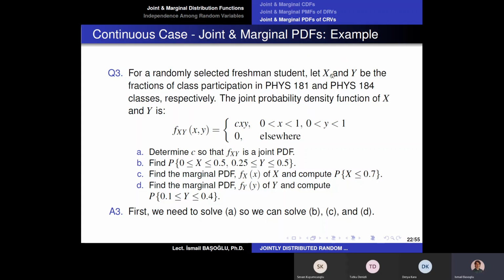So therefore, we expect X and Y to be dependent on each other. Because of that reason, instead of modeling X and Y independently, it is a good idea to develop a joint probability distribution for X and Y, because they are going to be dependent. And that joint probability density function is defined as Cxy.